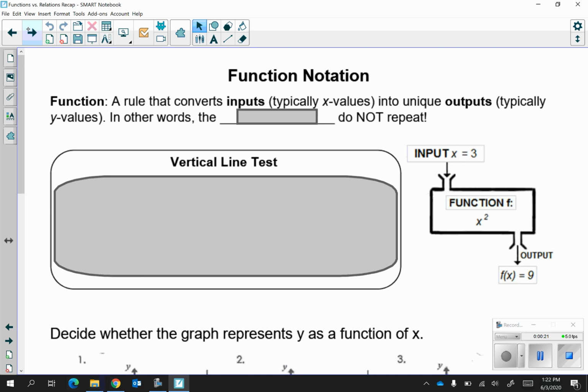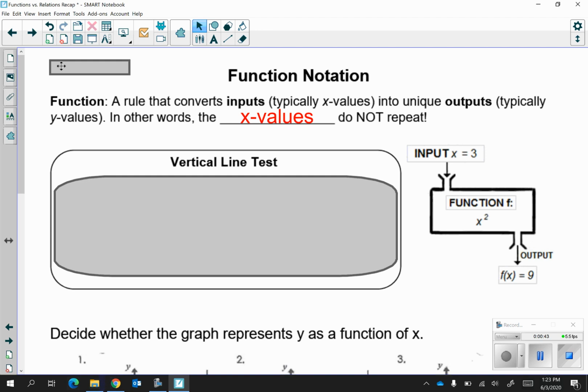So first of all, it's important to know what a function is. A function is a rule that converts inputs, typically x values, into outputs, which are typically y values. So you put in an x value and you get out one distinct y value. What's really important is that the x values don't repeat with different y values.